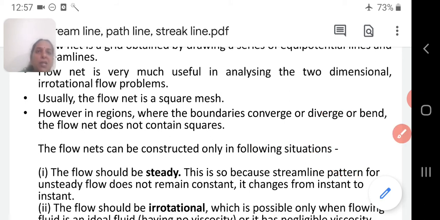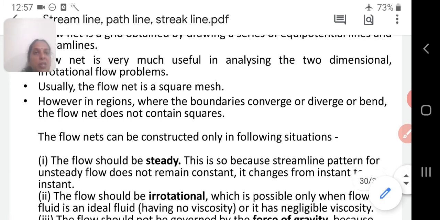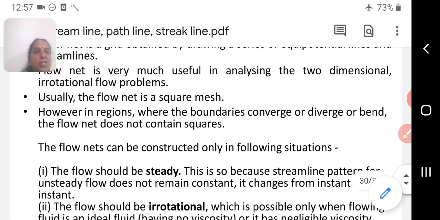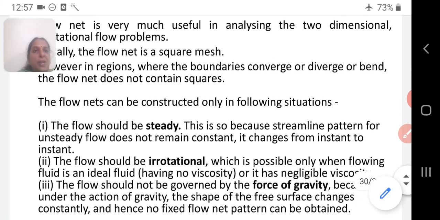The flow net is very useful in analyzing two-dimensional irrotational flow problems, and it is usually like a square mesh. However, in the regions where the boundaries converge or diverge or bend, the flow net does not contain squares. Suppose I am having a pipe with a diverging cross-sectional area, so it is diverging like this.